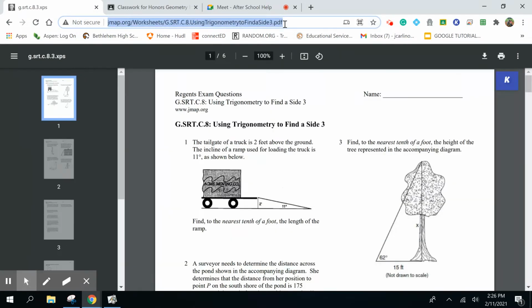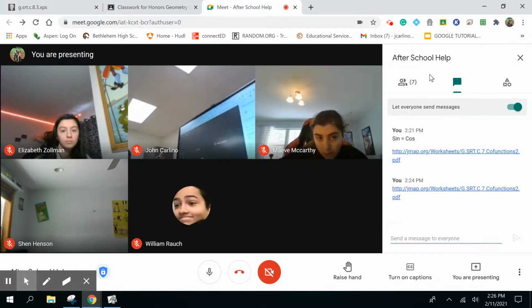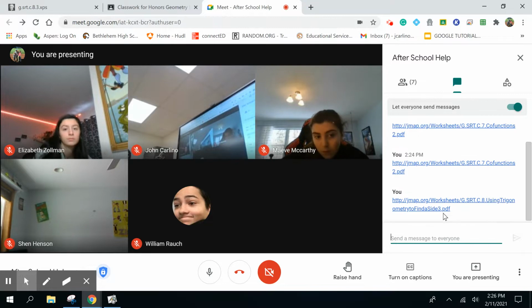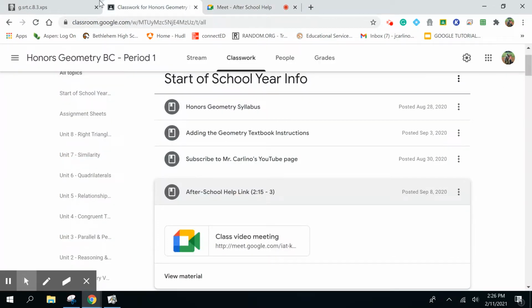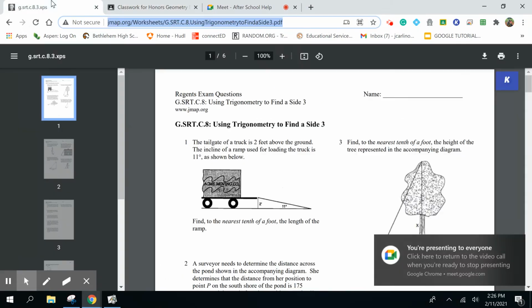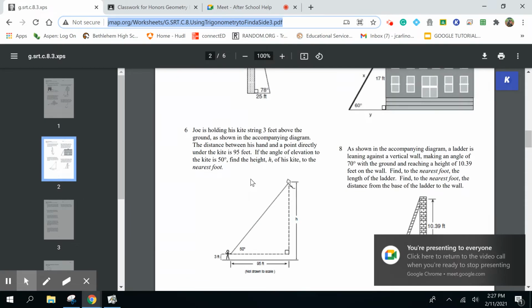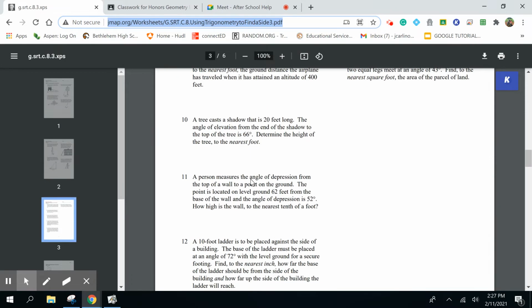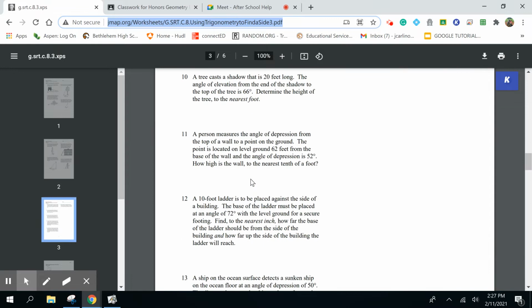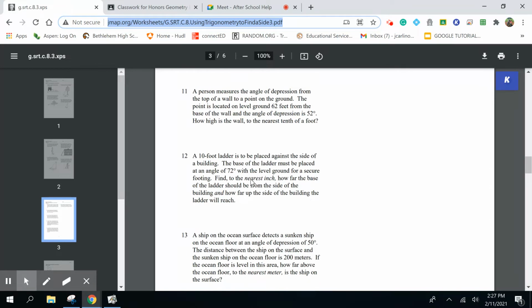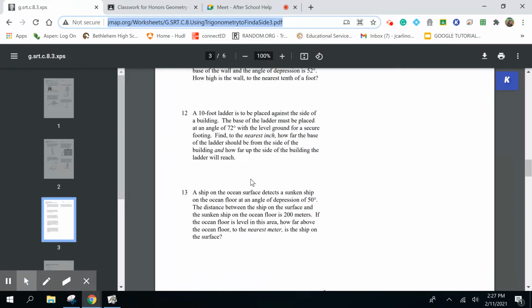All right, so what I'm going to share with you guys is a whole bunch of problems on finding a side, using sine, cosine, and tangent. So here you go, find a side. I'm going to go all the way down to the bottom. For one of those crazy problems, we'll do 13 here, because this looks like it has an angle of depression in it.